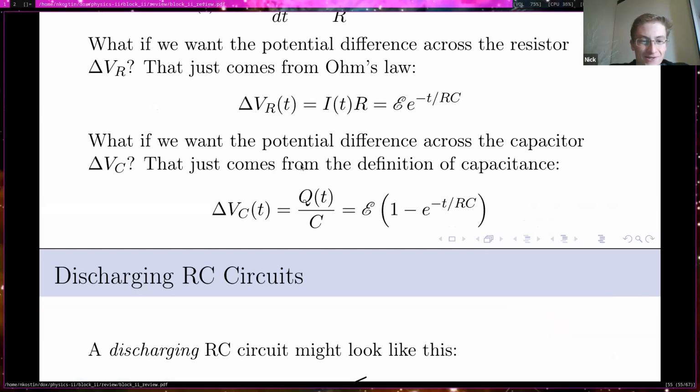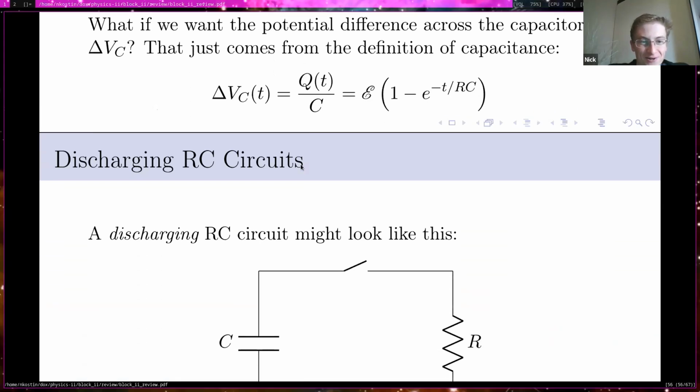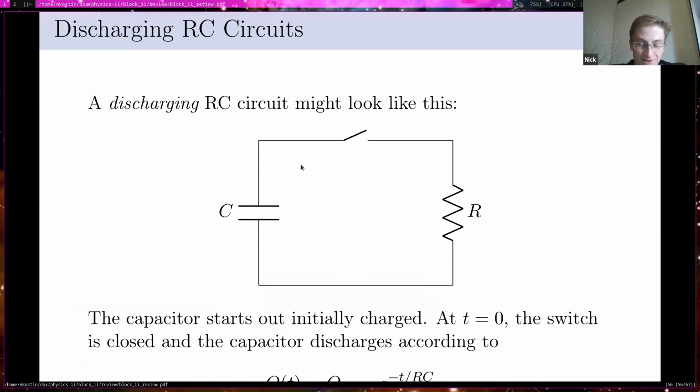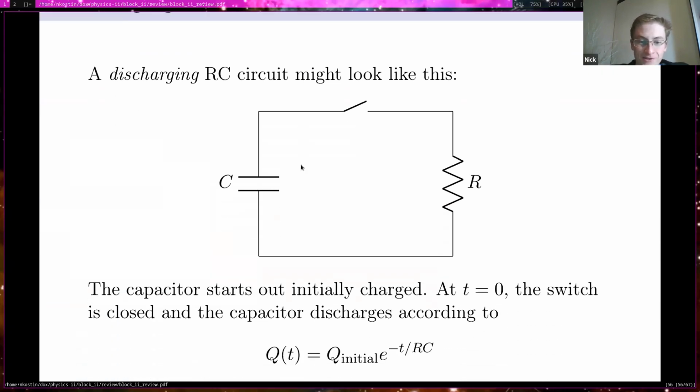Cool. That's charging RC circuits. Discharging RC circuits is pretty much the same thing, except the capacitor starts out initially charged. So initially I do have charge on these plates, and this time I don't have a battery or anything that's providing EMF, but I still throw the switch at t equals 0. I close the switch and current starts flowing, and the capacitor starts discharging itself through this resistor.